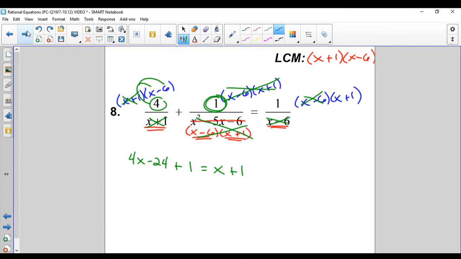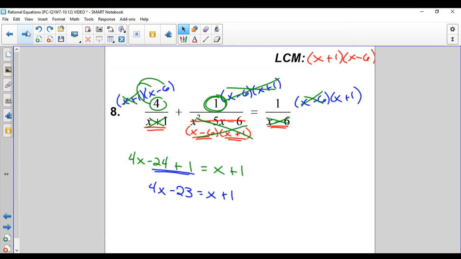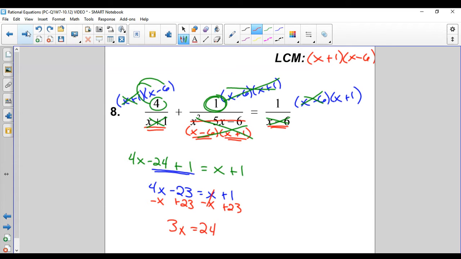You're here, you're good to go. We don't have any x squared, so we don't have to factor. I combine like terms first, and then do what I need to do after that. In this case, just get x by itself. Take as many steps as you need. I'm going to subtract x. That's 3x. I'm going to add 23. That's 24. x equals 8.